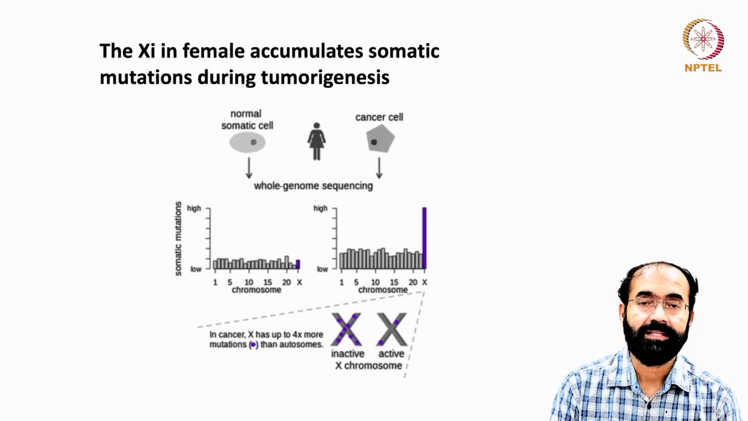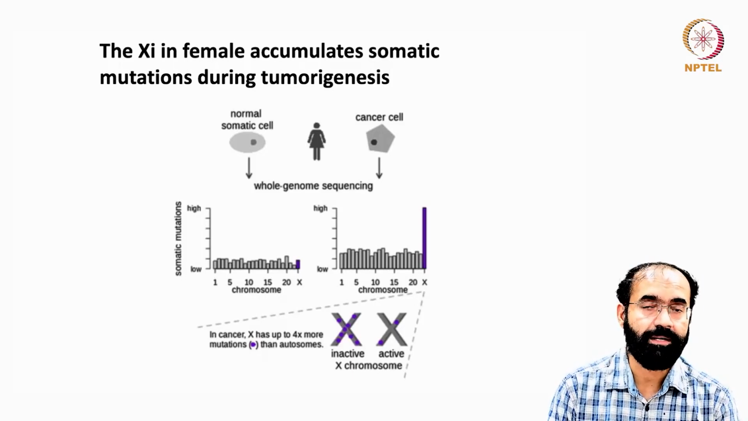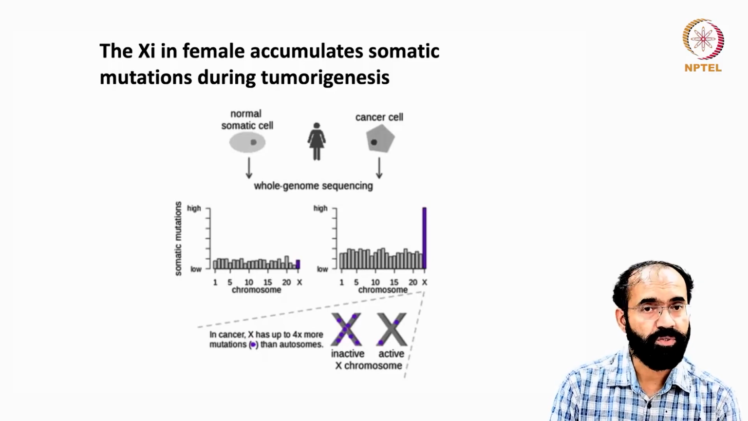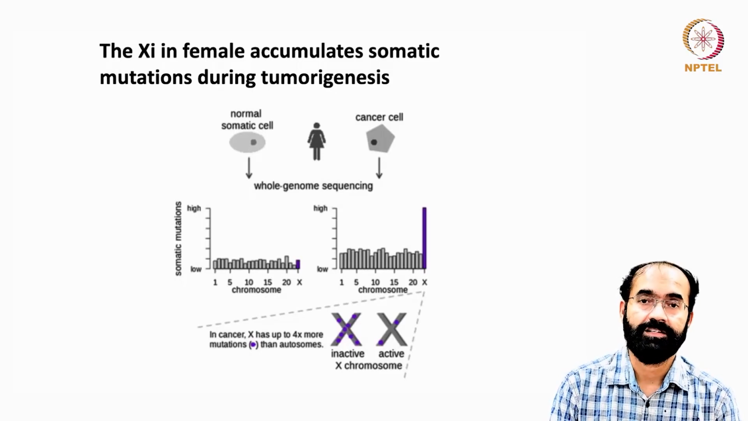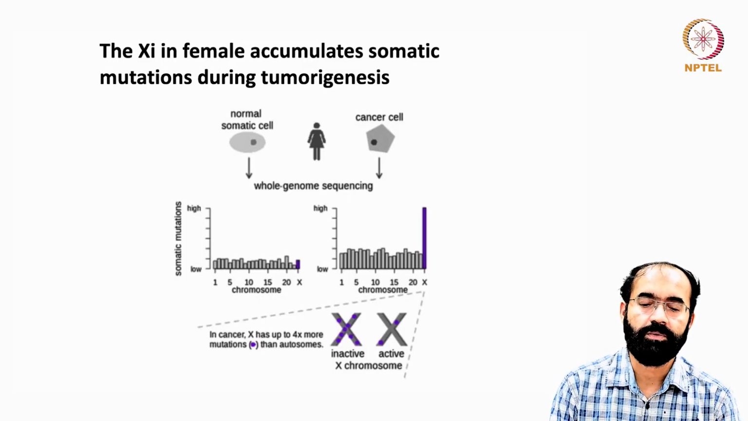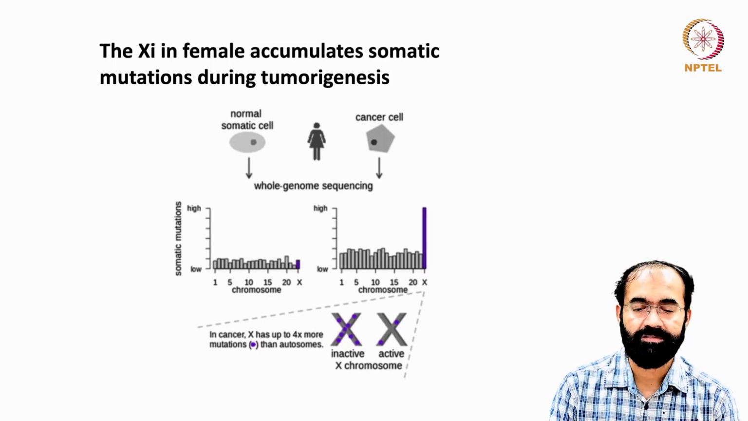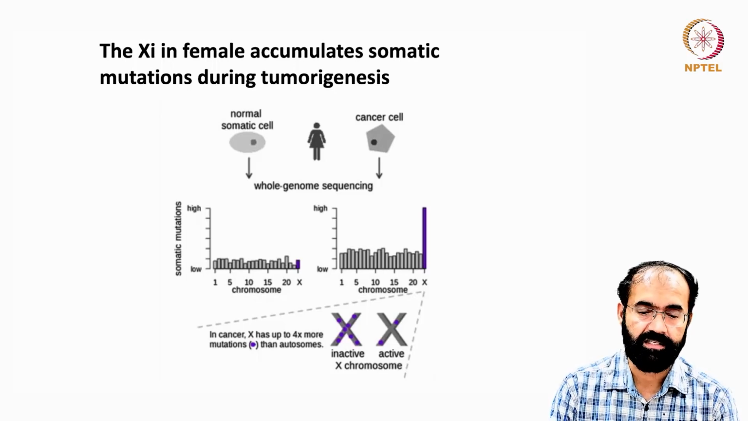So what happens in the same female cell, same meaning not the same individual, another female cell that has a mutation rate in somatic chromosomes or somatic genes compared to the X chromosome. So you can see here, compared to a normal healthy cell, the number of mutations are pretty low, and you can see throughout the chromosome it is almost double. You have mutations one way or the other because it is not a normal cell, it is a cancer cell.